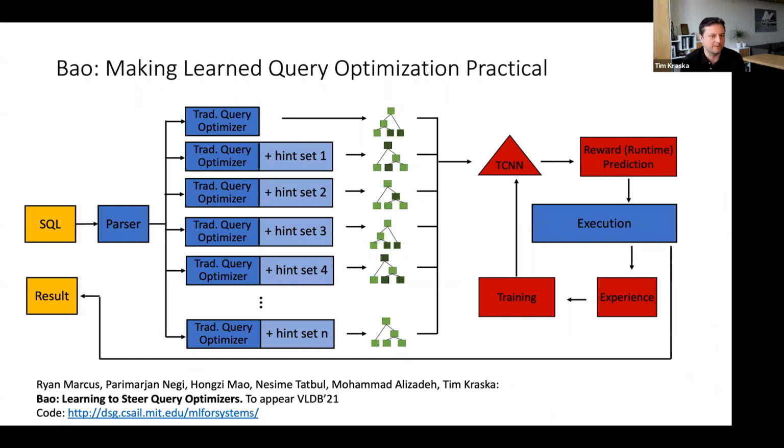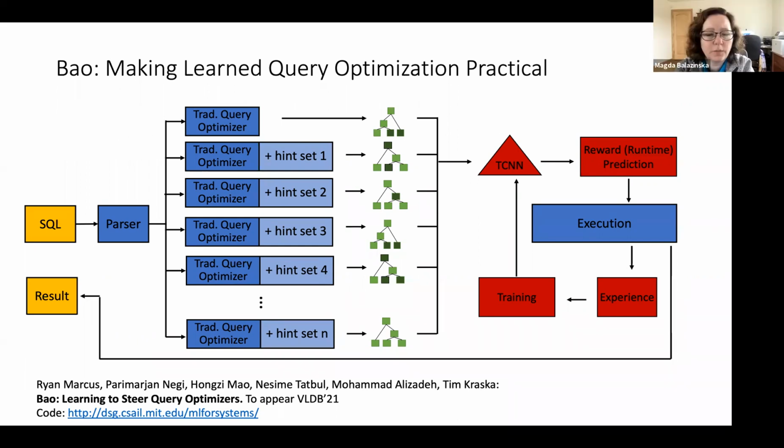For every single traditional optimizer, we look into what hints the optimizer provides, and use these hint sets as a way to create a variant of the query optimizer. The most common one is probably turning off nested loop joins. It's a hint almost every query optimizer has, because nested loop joins can really hurt you if you do the wrong cardinality estimate.